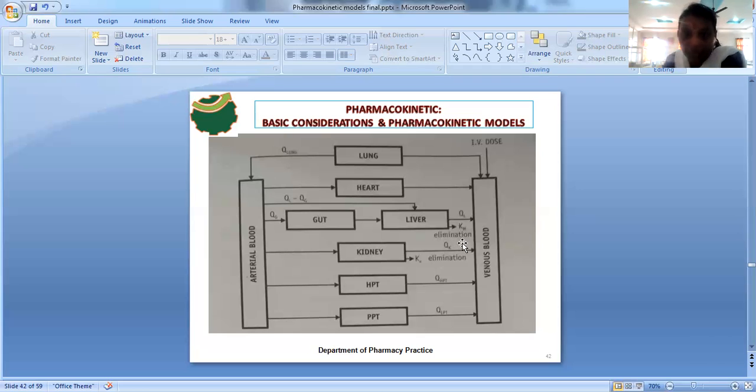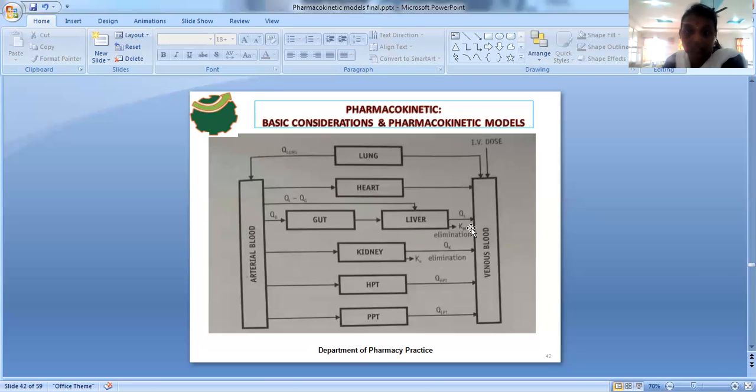And here, elimination, as you already know, sometimes takes place through metabolism, where the principal organ is the liver, and the majority of elimination takes place through the renal route, where the principal organ is the kidney. That elimination is governed by a rate constant, that is the Km, the rate constant.